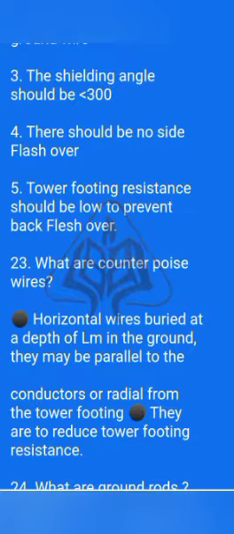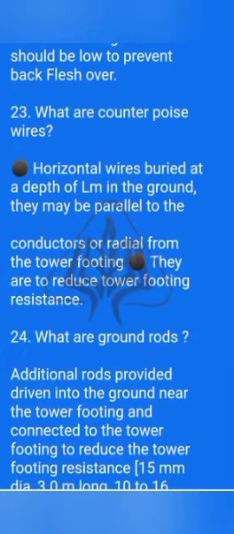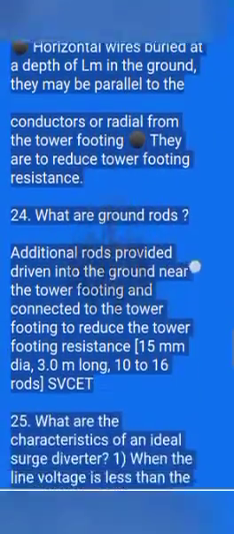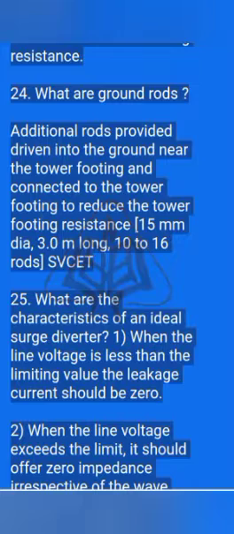23. What are counterpoise wires? Horizontal wires buried at a depth of 1 m in the ground. They may be parallel to the conductors or radial from the tower footing. They are to reduce tower footing resistance. 24. What are ground rods? Additional rods driven into the ground near the tower footing and connected to the tower footing to reduce the tower footing resistance. 15 mm dia, 3.0 meters long, 10 to 16 rods.